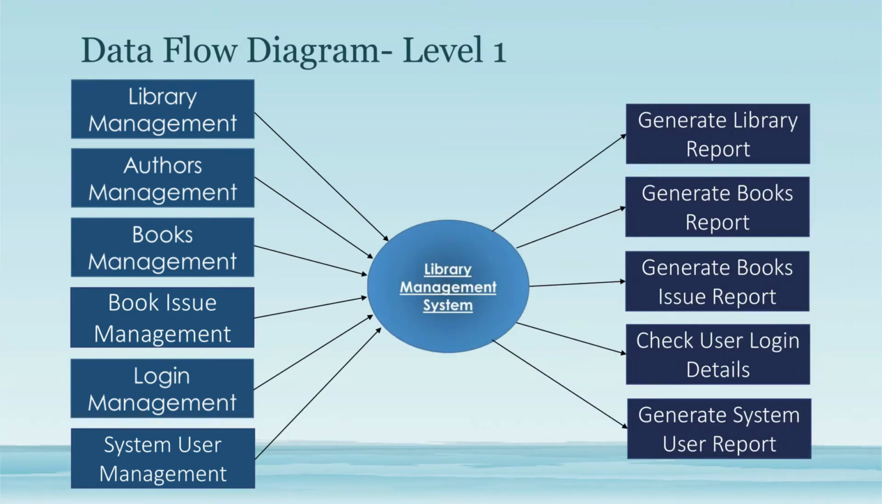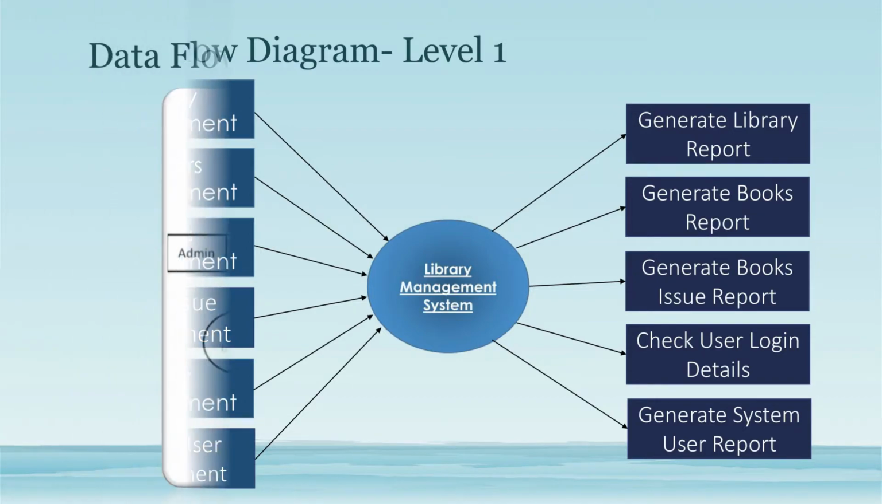This is the first level DFD where we can see how the system is divided into subsystems, each of which deals with one or more of the data flows to or from an external agent. Here we are highlighting the main functionalities of the library system.